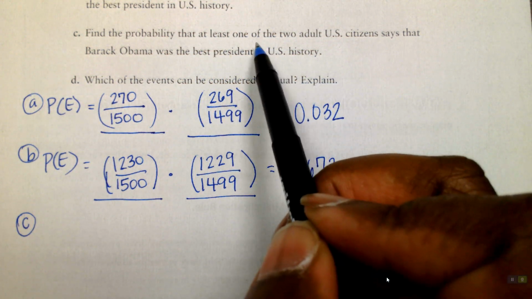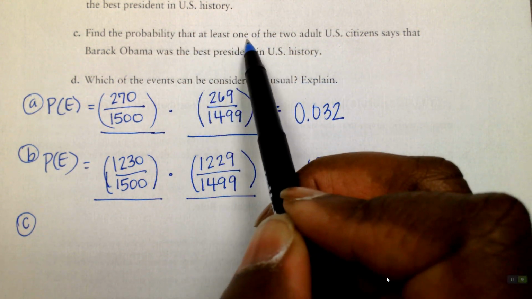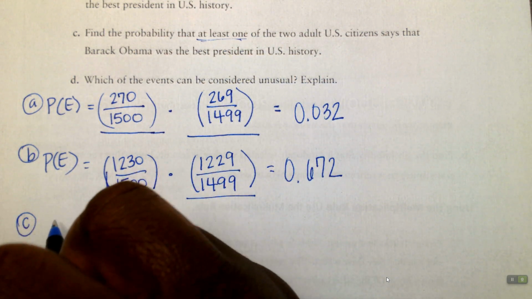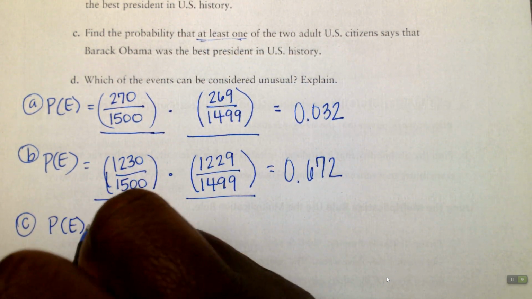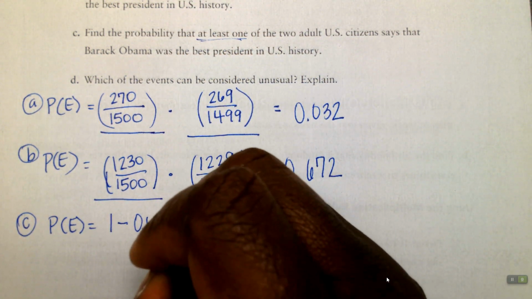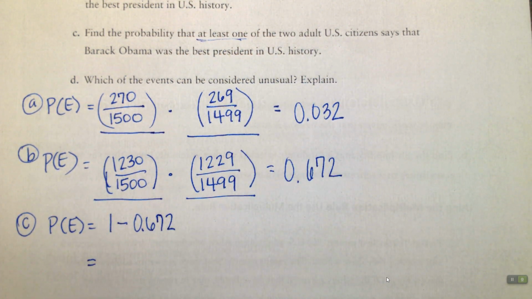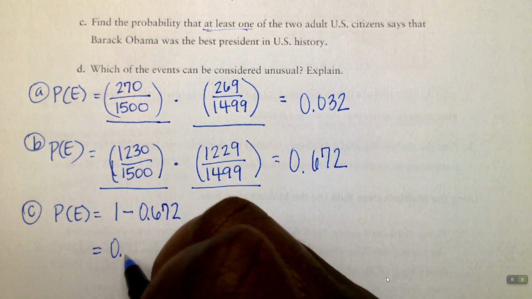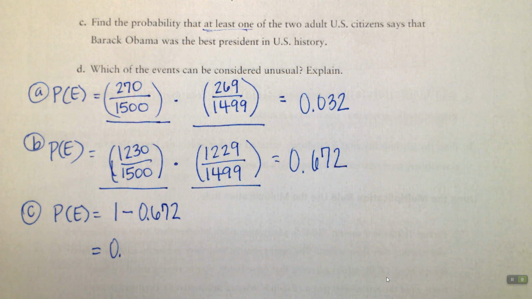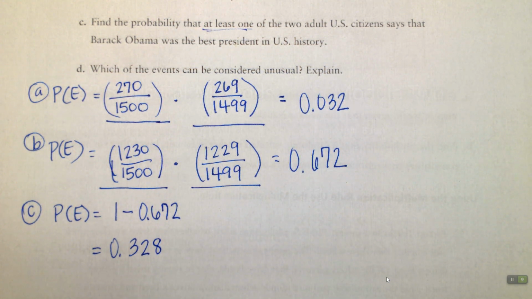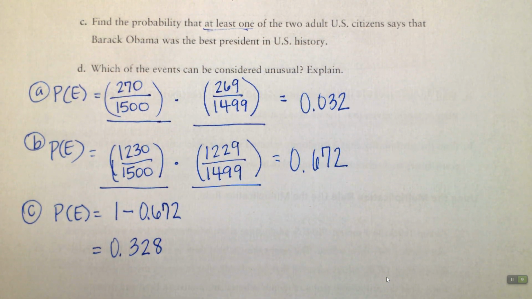So here's that at least one now. Find the probability that at least one of the 2 adults says that Barack Obama was the best president. We always take 1 minus that, none. That's 0.328. Good.